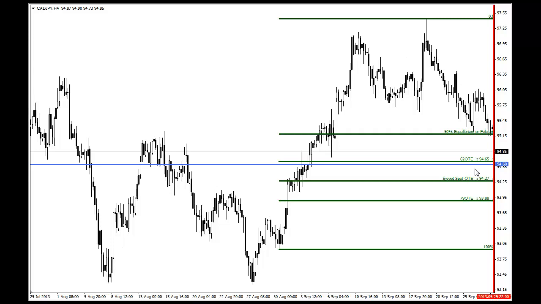So anywhere between the 94.65, 94.60, maybe even the 55 level to allow for some slippage, to allow those orders to be pinged, we could see a nice little bounce in here.